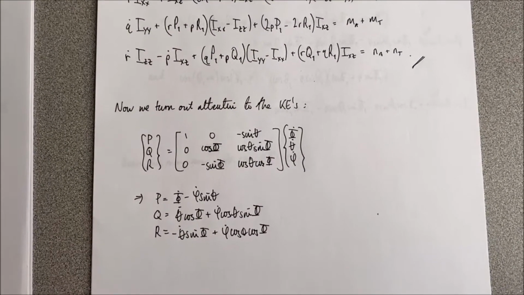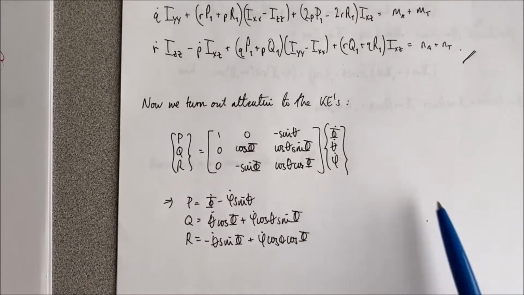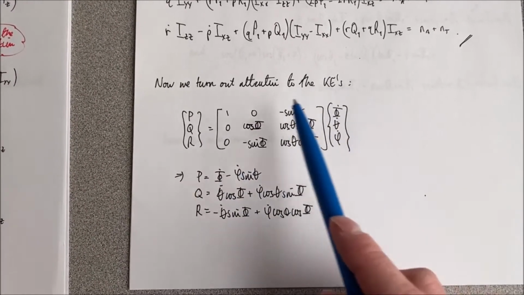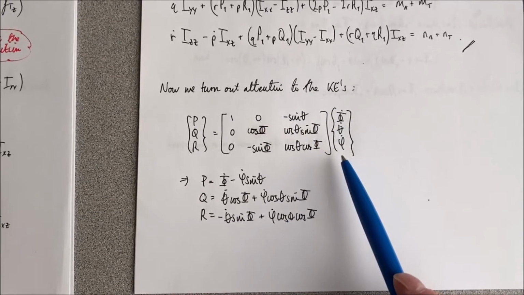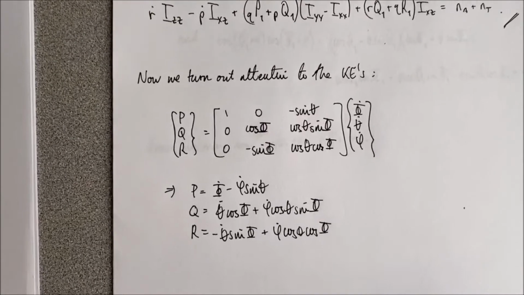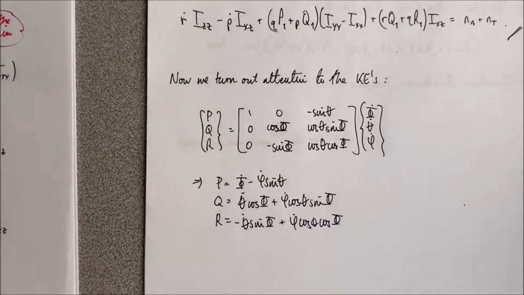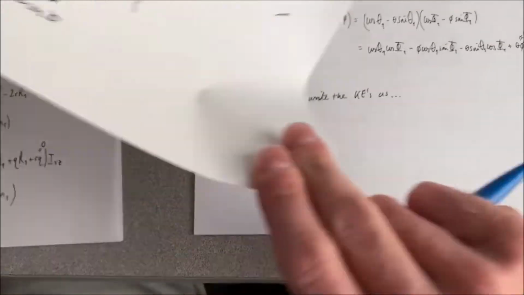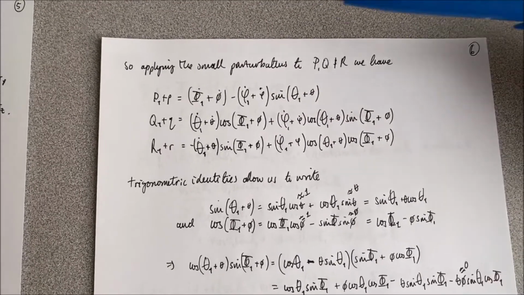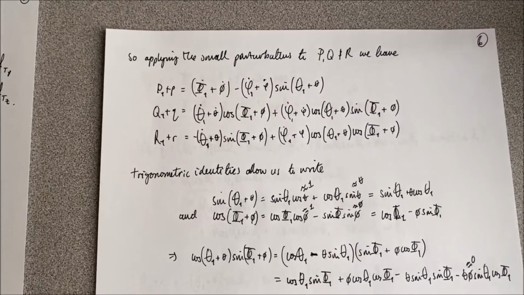So the next thing we do is turn our attention to the kinematic equations. So you'll recall the kinematic equations are given by this matrix equation system here. So I've rewritten that out in component form, and then again what we do is we go ahead and apply a small perturbation to each of these Euler angles, and we get this system here. So I've just applied a small perturbation to each of those Euler angles and written it out in full.